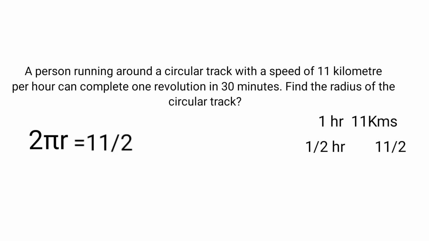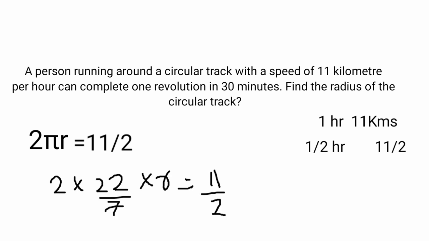So 2 pi r is equal to 11 by 2. Pi is 22 by 7. So 2 into 22 by 7 into r is equal to 11 by 2. Now we can find the value of r.